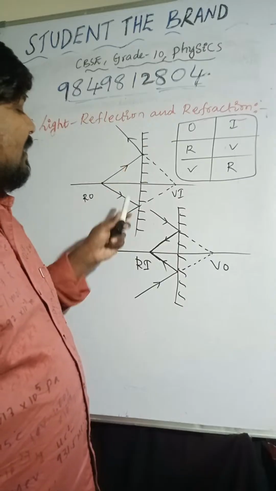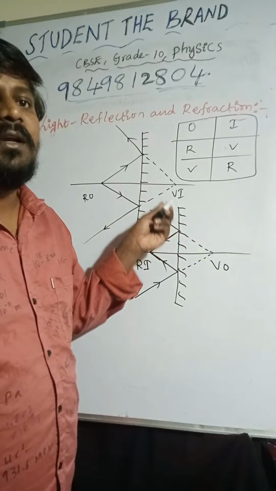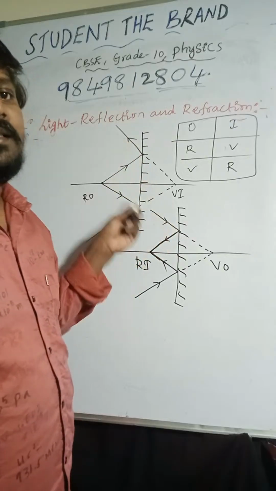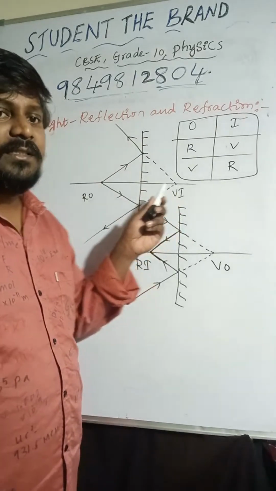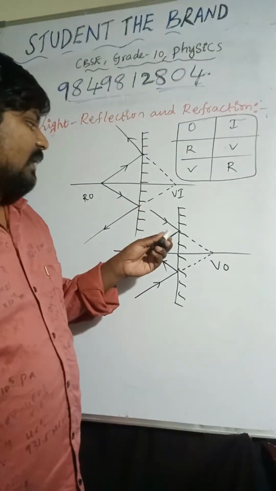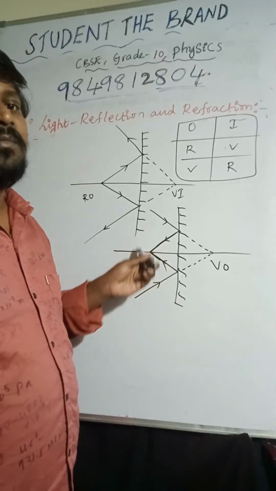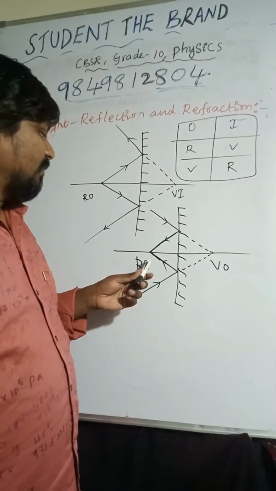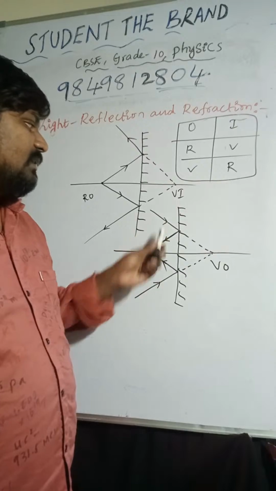So we are extending the reflected light rays. Extended reflected light rays are meeting at one point. So that image is called a virtual image. So here you can observe, directly reflected light rays are meeting at one point. So the image is forming there. That's a real image.